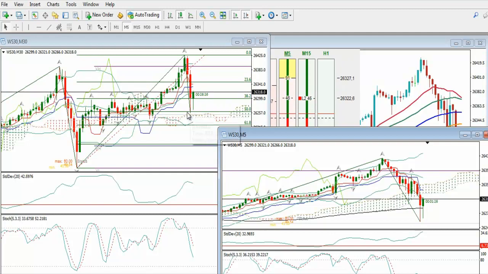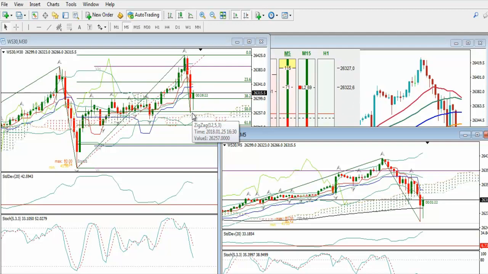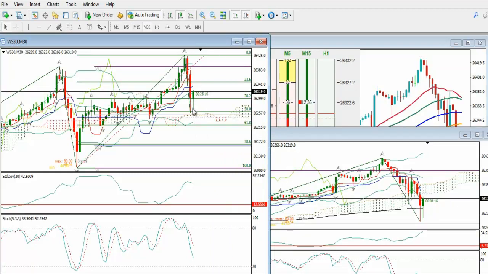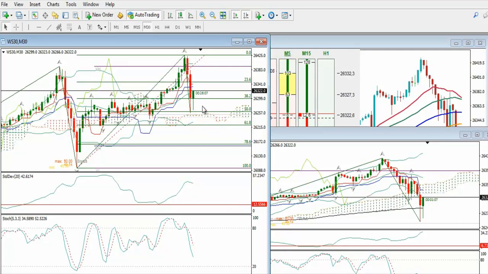So that's why I said before, you see a nice big red candle, don't be hasty. Don't try to get in the market and make that short position there, because the movement was done. It is finished. So you have to wait for another nice position to enter the market.